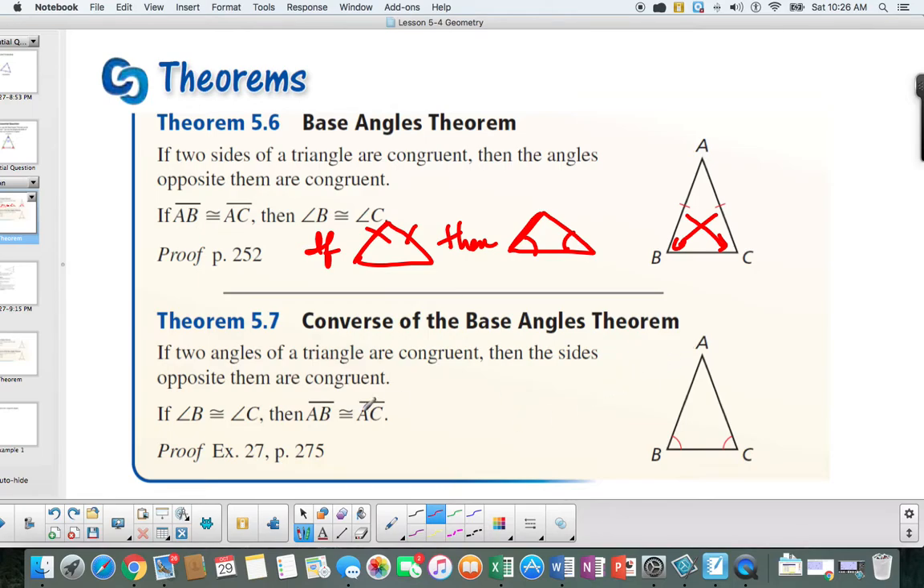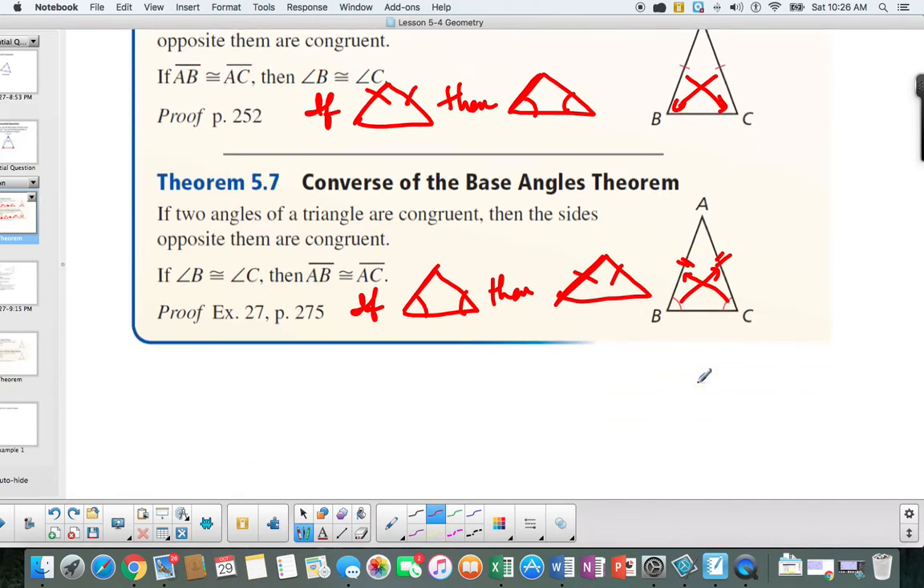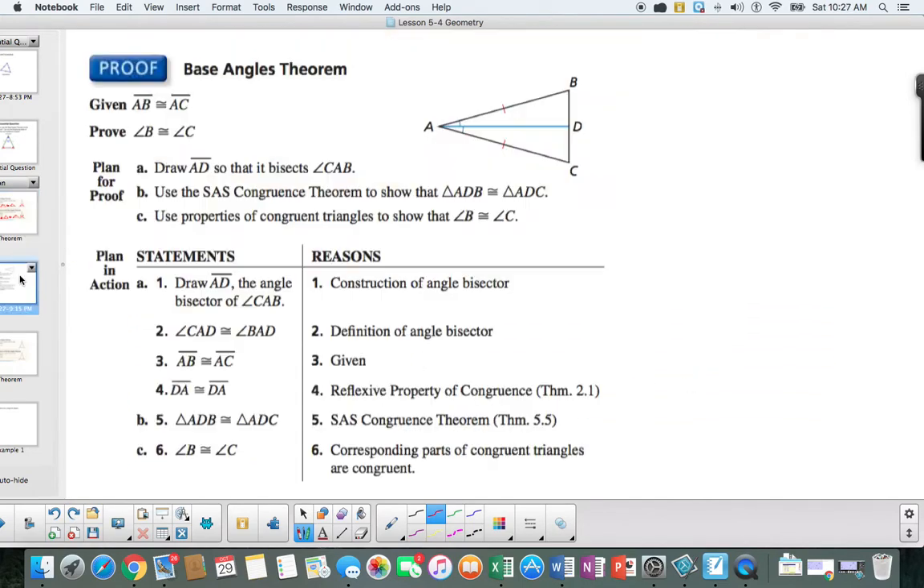And the converse of the base angles theorem, and that's when we exchange the if and then. So if you have angles that are congruent, then those sides opposite those angles will be congruent. So this side is opposite this angle, that would be congruent, and this side opposite here would be congruent. That's what it's saying. All right, let's take a look at the proof.